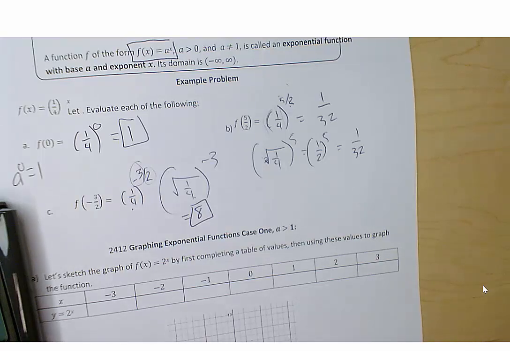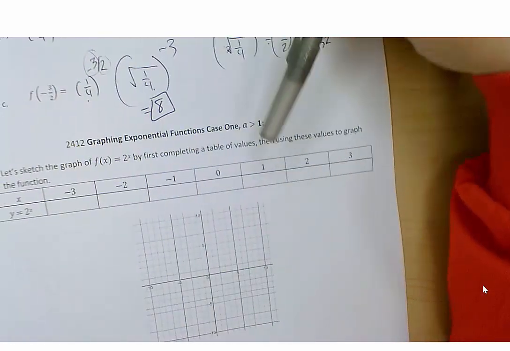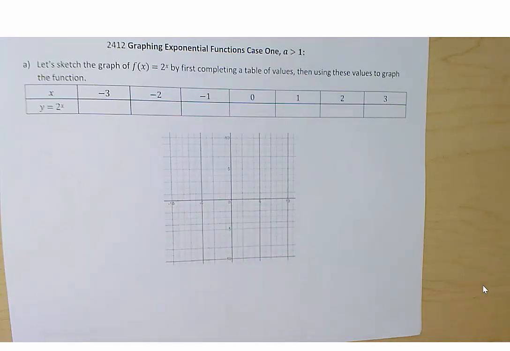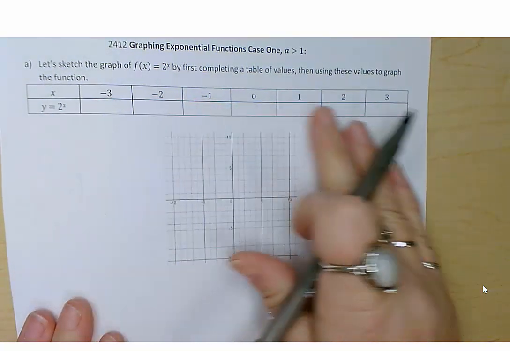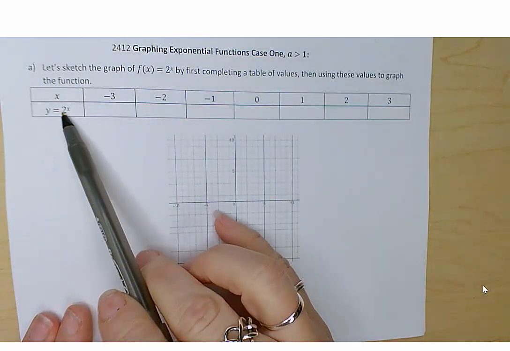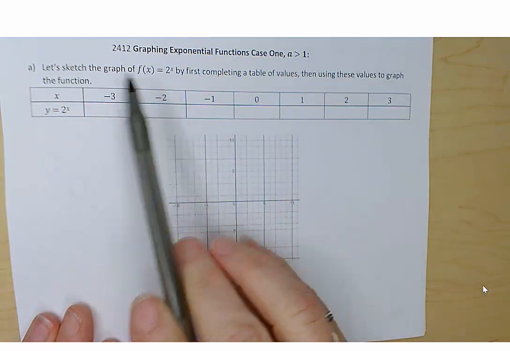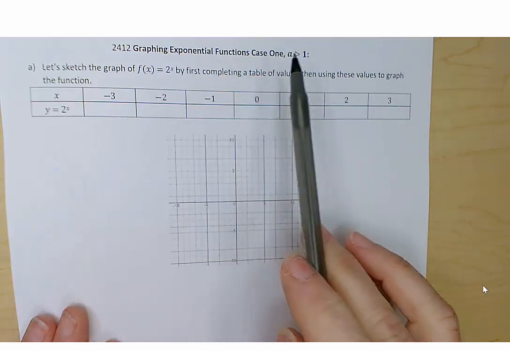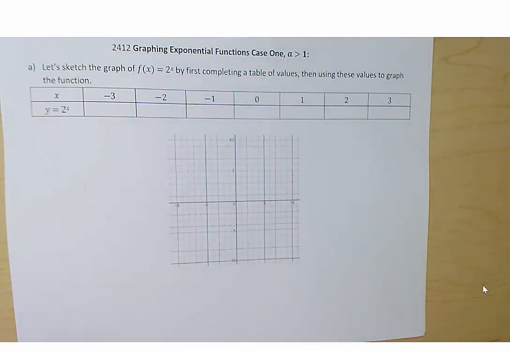So one of the first ways that we learn how to graph exponential functions is literally just by plugging into a given table here. So for this next example, let's sketch the graph of f of x is equal to 2 to the x by first completing this table of values here. So to fill in the spots here, we're just going to do 2 to the negative 3rd, 2 to the negative 2nd, to the negative first, to the 0, to the first, to the second, to the third.